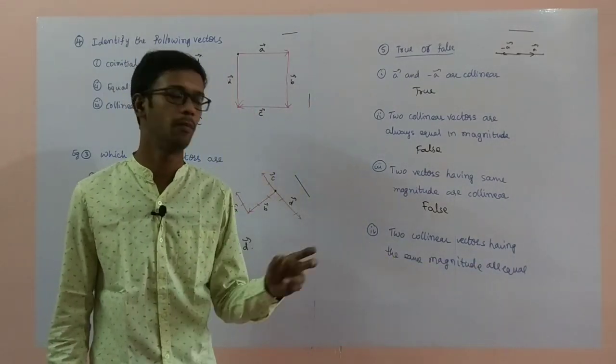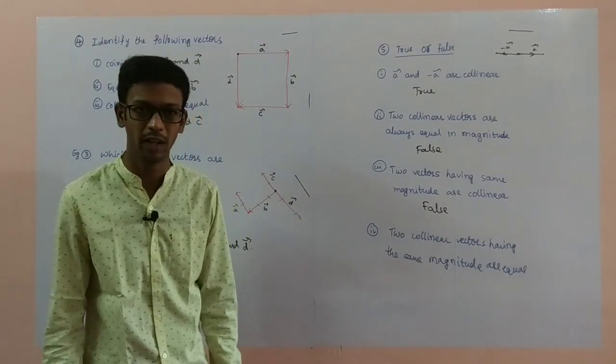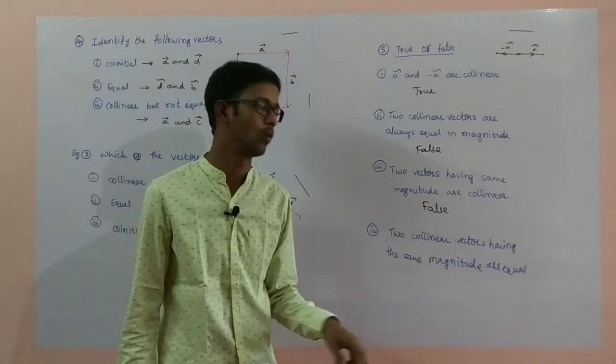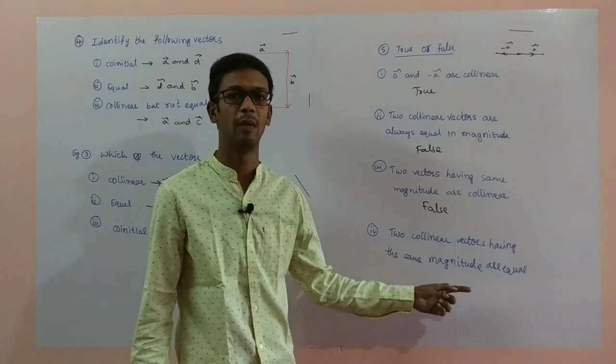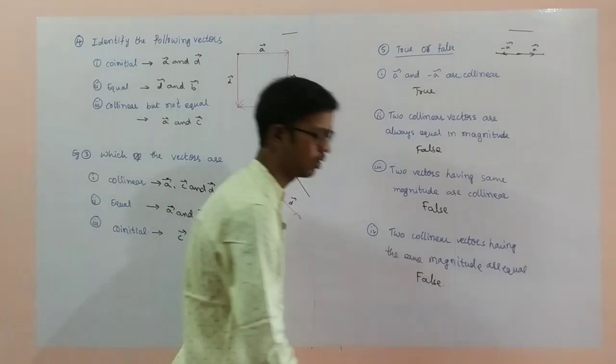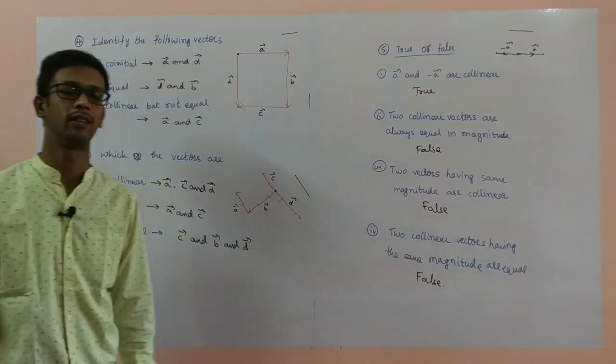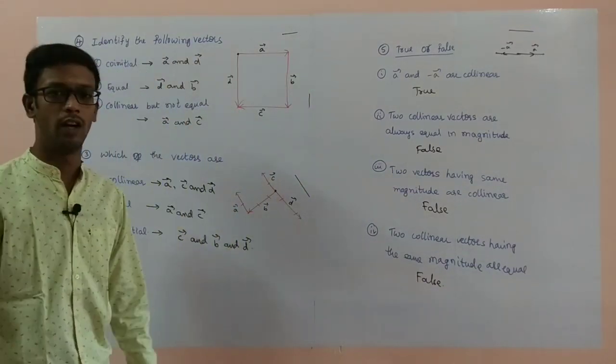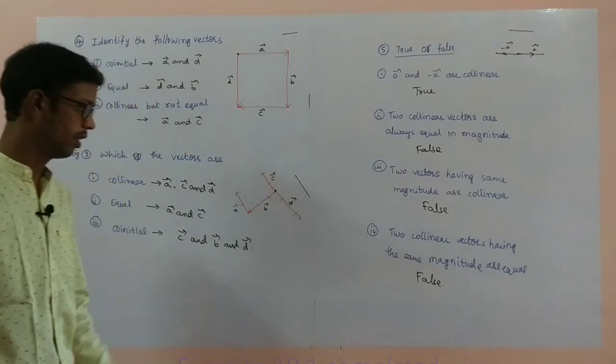Next, two collinear vectors having same magnitude are equal. Equal means direction is also compulsorily equal. Here they are not discussing the direction, so this is also false. Just true or false. This is a basic exercise. So exercise 10.1 completed. Pause the video to note it down.